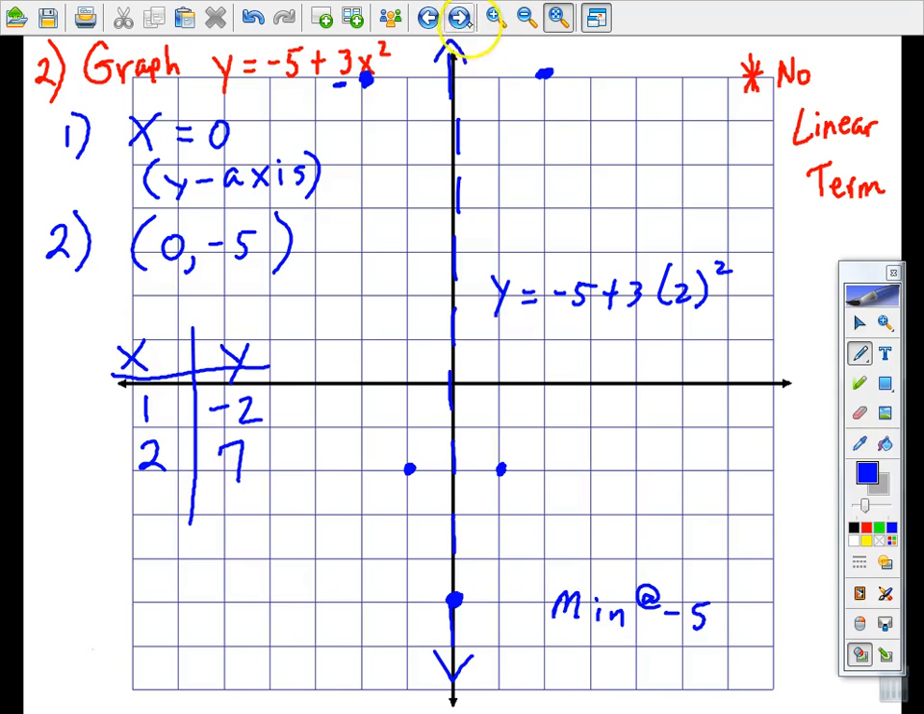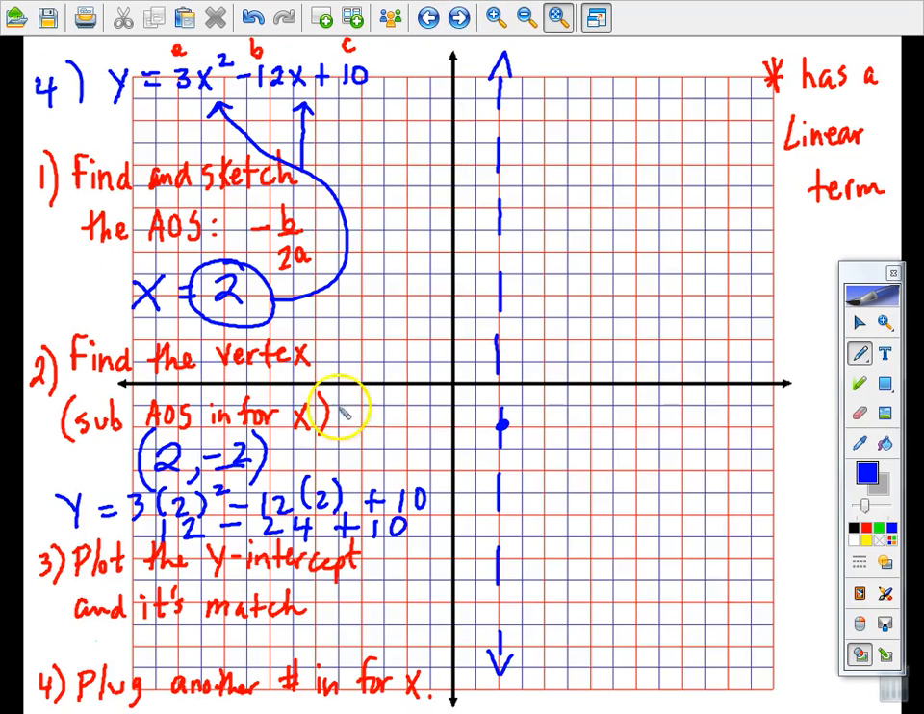Okay. Everybody good? All right. So let's just go ahead and observe, based on our A number, how is this going to open? It opens up. So we have a minimum at what number?